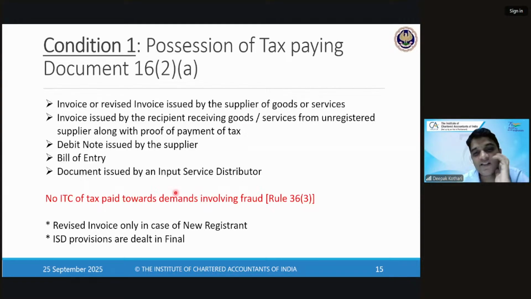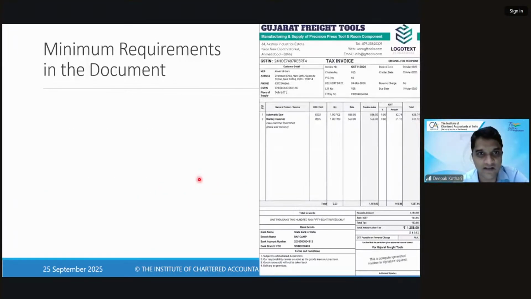Anyways, this ISD is only for your understanding. ISD is dealt with only in the finals, so it is not to be taken very seriously, because ISD is only a concept here, but you will get into it in the final classes.